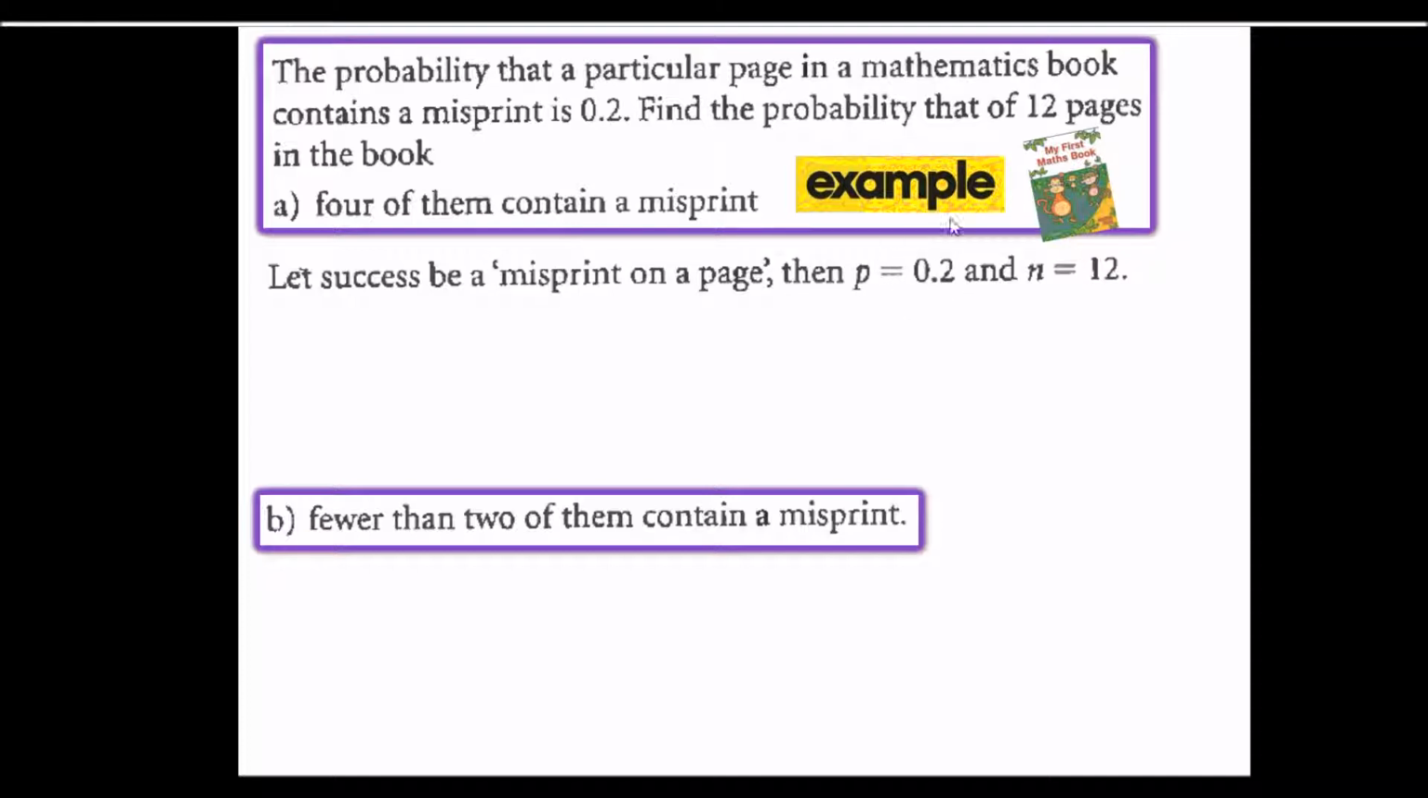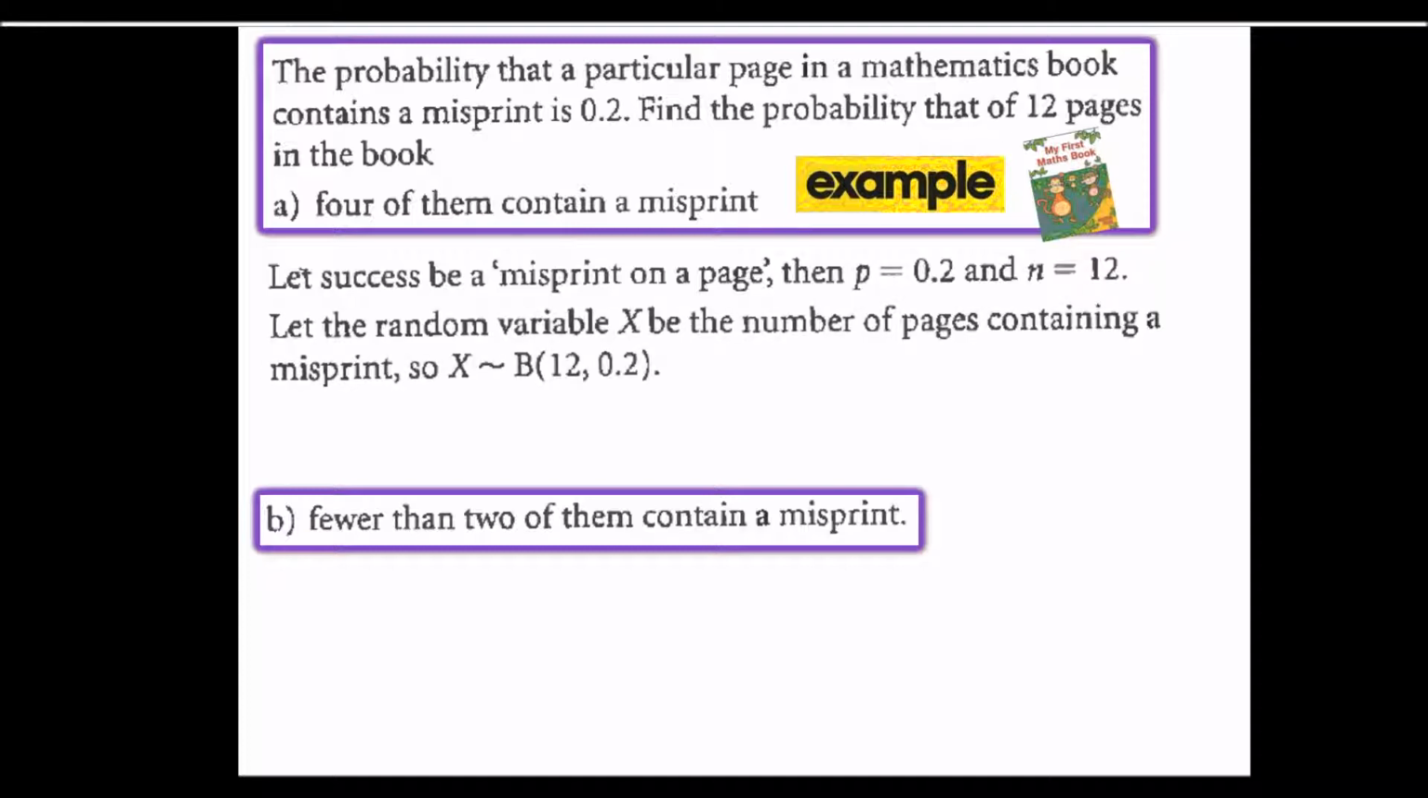That's right, q would be 1 minus 0.2, so q would be 0.8. And the number of experiments is 12, because there were 12 pages in the book. And again, let the random variable x be the number of pages containing a misprint. So what this means is x is binomially distributed with n equals 12, so 12 experiments, and probability of success being 0.2.